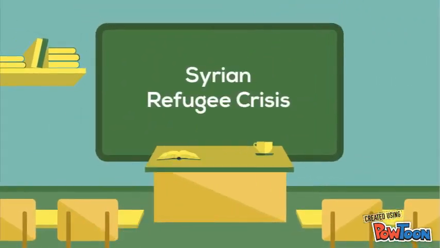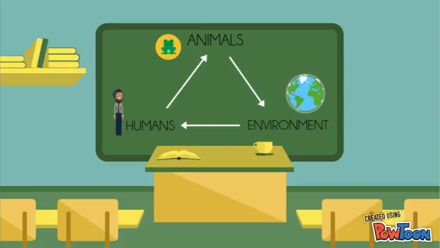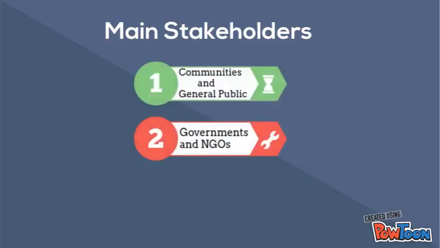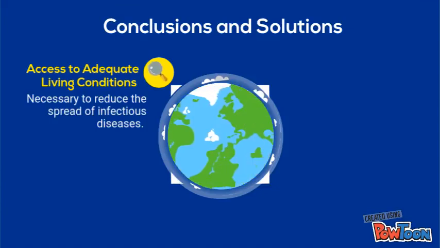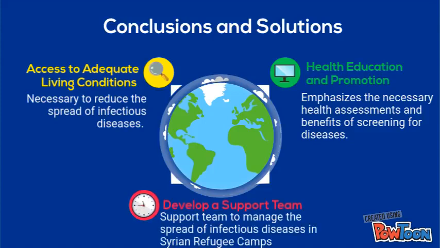Outreach is a crucial part of this One Health issue because of the affected populations. The One Health triad works in conjunction with the Syrian refugee crisis because of the impact and involvement of the environment, animals, and humans. This problem does not only affect the Syrian people, but many different populations as well, including you. The most important stakeholders are the community and general public, government NGOs, and Syrian refugees. Ways to tackle this issue include access to adequate living conditions and healthcare necessary to reduce the spread of infectious diseases. Health education promotion among refugees emphasizes necessary health assessments and benefits of screening, and developing a support team for the management of infectious diseases in Syrian refugee camps.